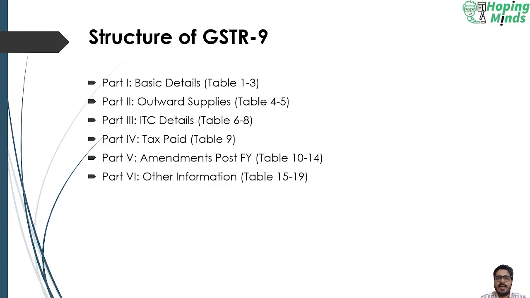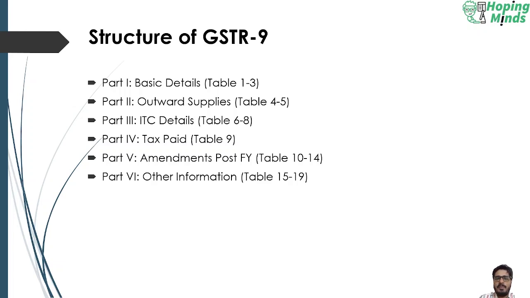Then what is the structure of GSTR 9? So part 1 contains the basic details. So table 1, 2, 3, it contains the basic details like GSTIN, legal name, trade name, etc. Then part 2 contains details related to outward supplies. In part 2, table 4 and 5 are included. Here in this table, details of outward supplies declared in GSTR 1 return is considered, and it also includes B2B supplies and B2C supplies along with nil rated, zero rated and exempted supplies made during the relevant financial year.